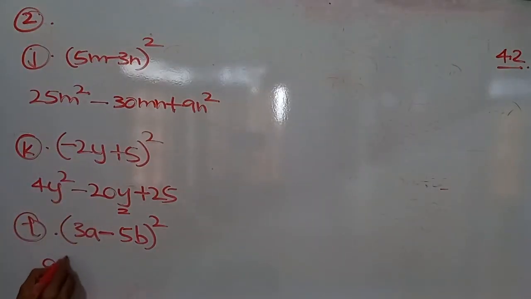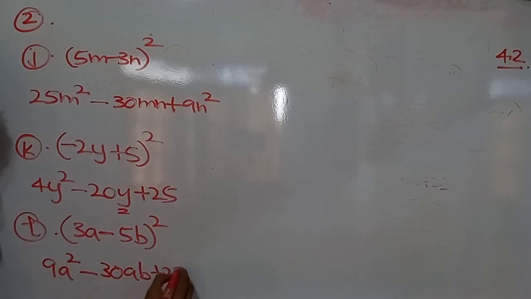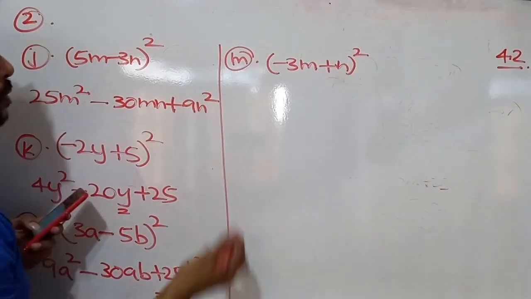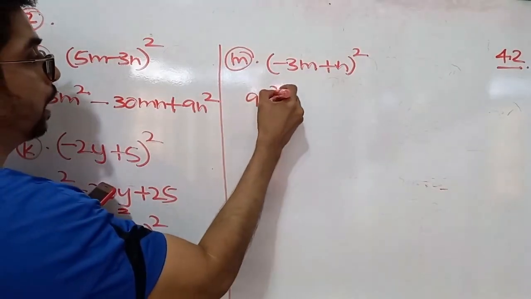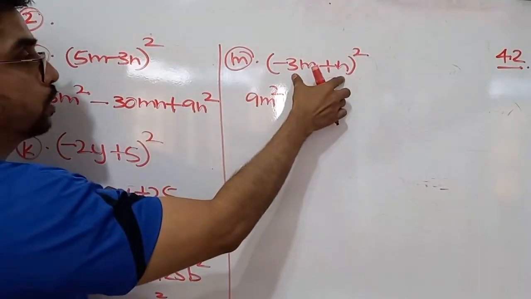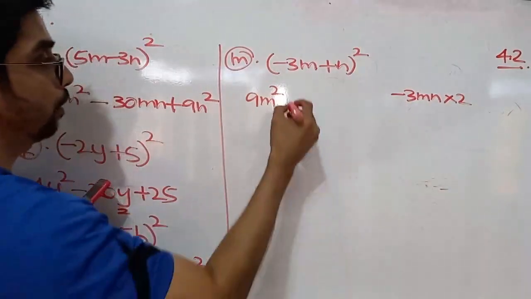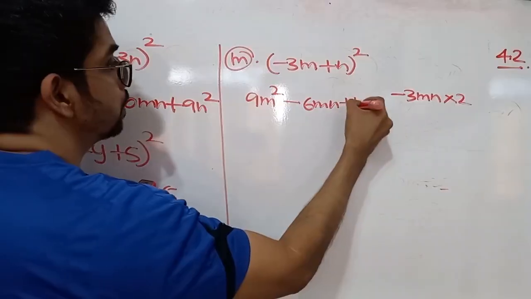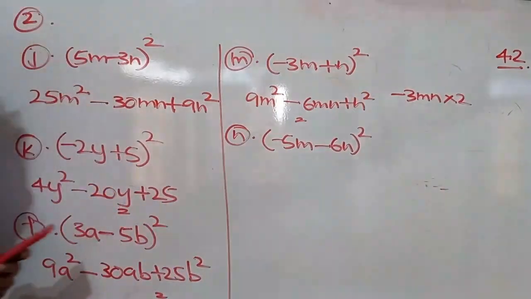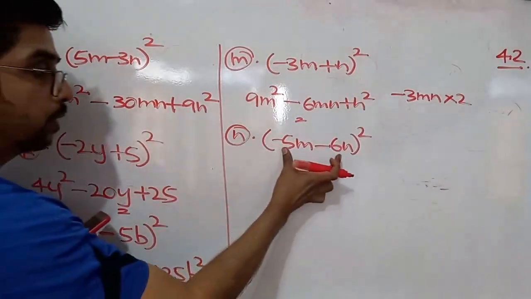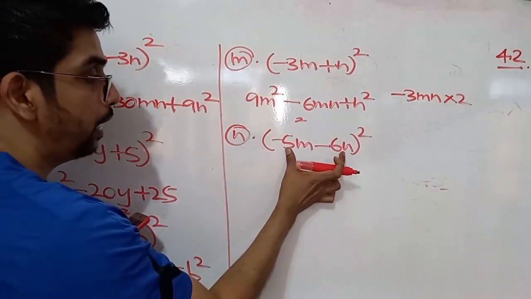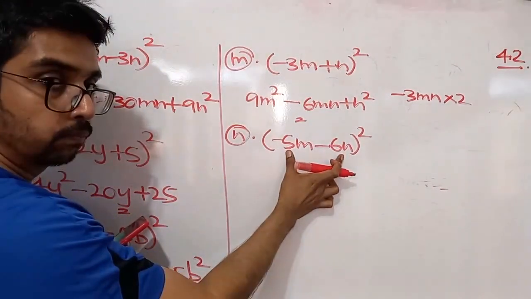So this becomes 9a squared minus, when we multiply these two, what? It will be negative 15ab, again multiply that by 2, negative 30ab plus 25b squared, right? So the first term 9m squared, multiply these two, we get what? Negative 3mn, again multiply that by 2, so we get what? 6mn plus n squared. So both of the terms, if we take one binomial expression, both of the terms are what?